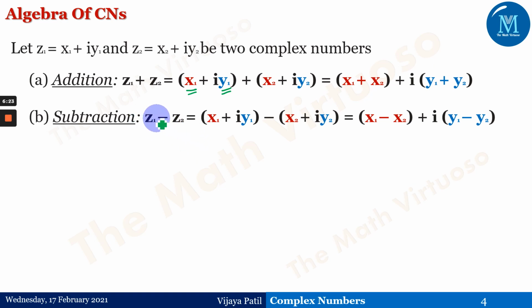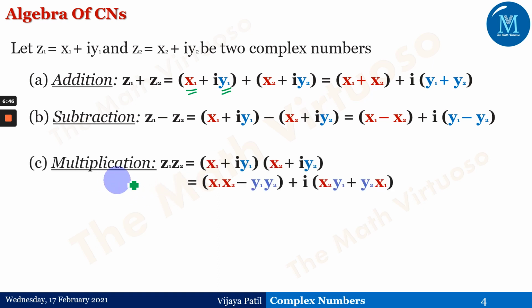Similarly, for subtraction, in place of the addition sign we will have the subtraction sign. The same thing applies, only the difference is that instead of x1 plus x2 it is x1 minus x2, plus i times y1 minus y2. So the real part and the imaginary part are each getting subtracted. Please follow the color code. You will follow addition, subtraction, multiplication and division of complex numbers very fast if you follow these color codes.